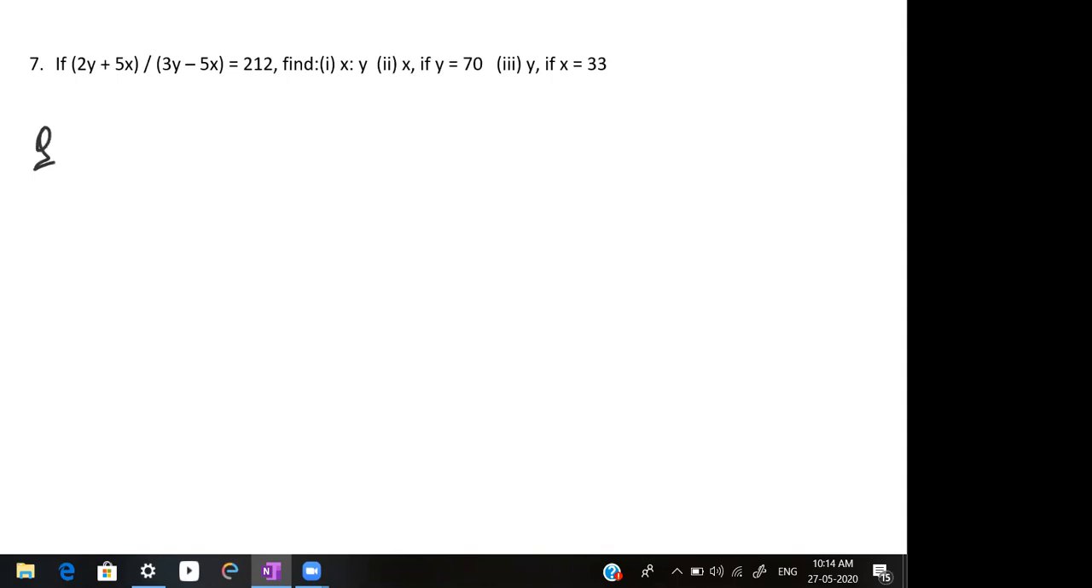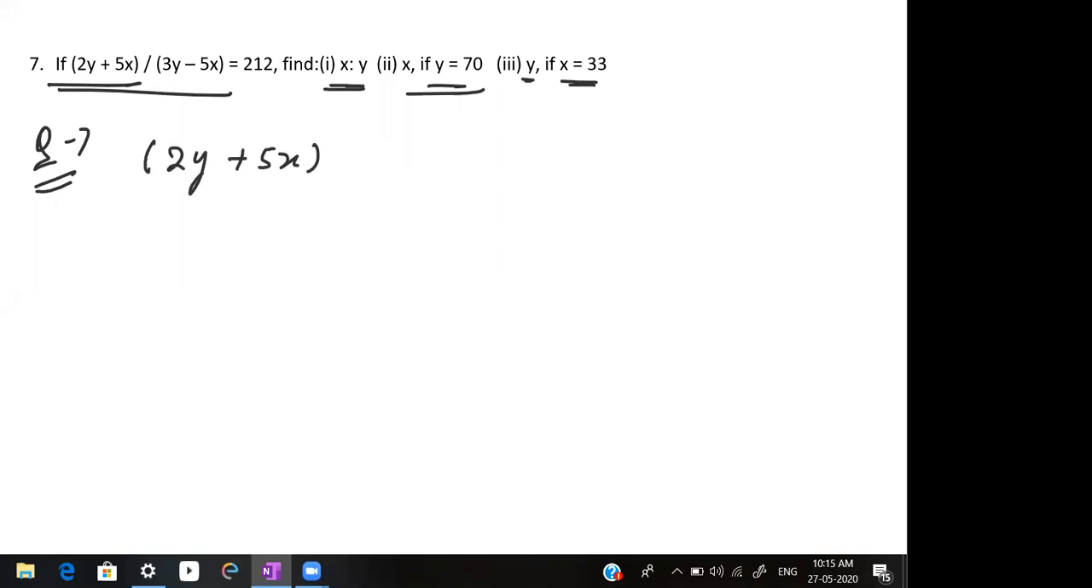Question 7 says, actually this is also the same question. Because in this also in the first part we have to find the ratio x ratio y, and the value of x if the value of y is given, and the value of y if the value of x is given. So let us do this question also. First of all, what we are given in this question: we are given (2y plus 5x) upon (3y minus 5x) is equal to 212, and there is nothing in the denominator, so we will say that 1 is there.